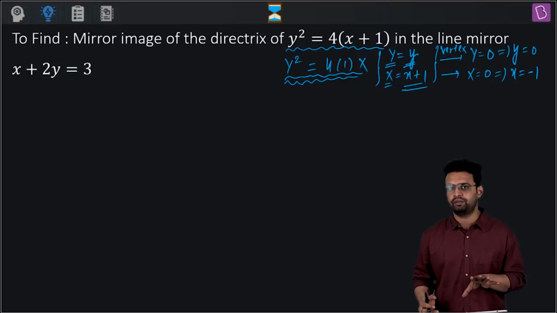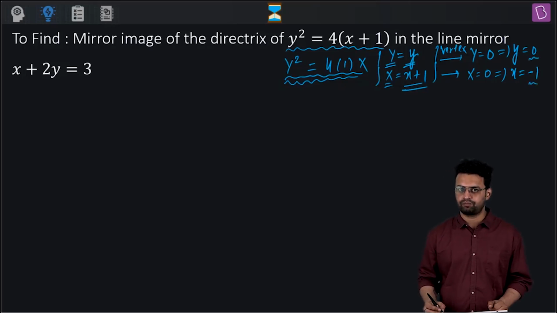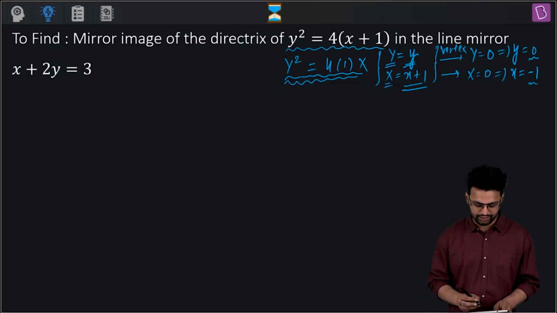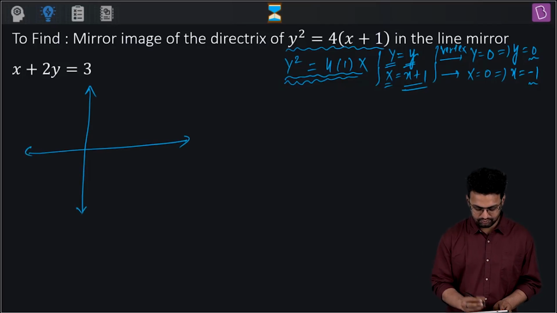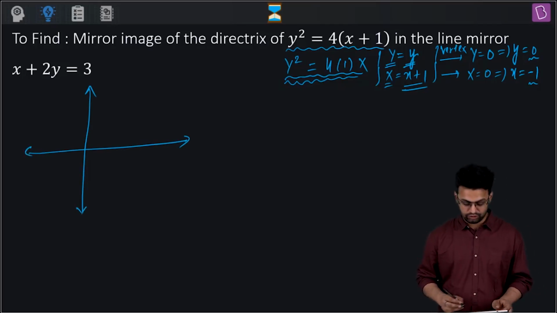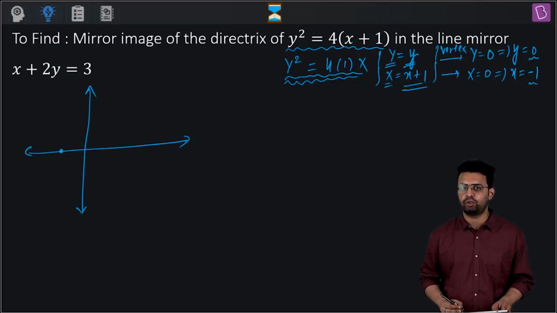So this is where the vertex of the parabola is going to be. The vertex is going to be at (minus 1, 0). See, the value of x you are getting as minus 1 and the value of y you are getting as 0. Okay, now I'm going to draw the figure. So this is my two-dimensional plane. I know that the vertex of this parabola is at (minus 1, 0). This is the point where the vertex is going to lie.